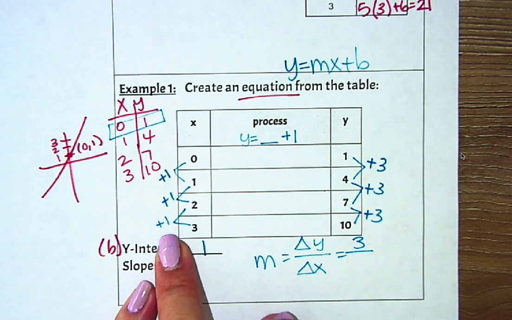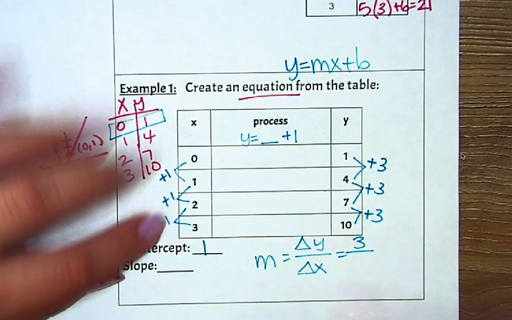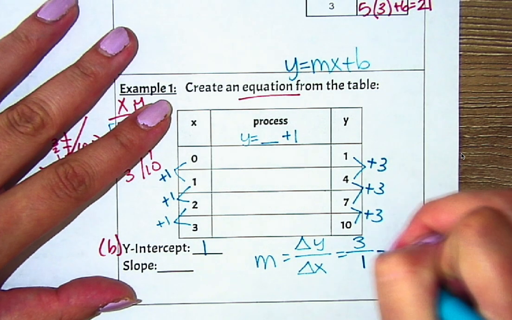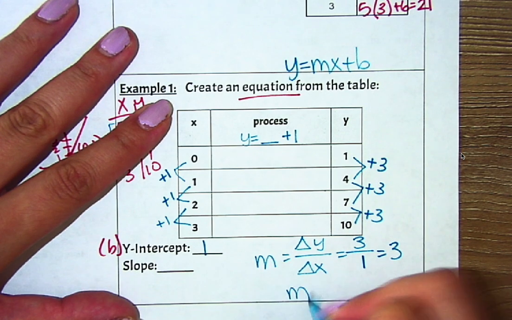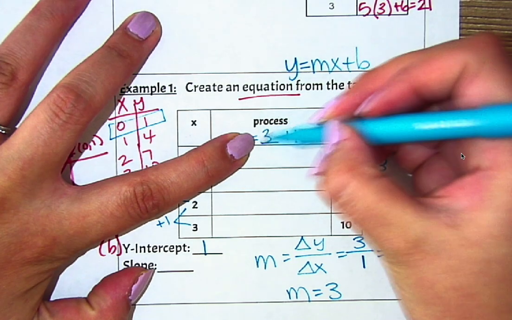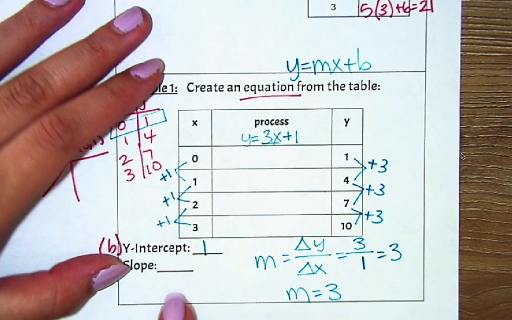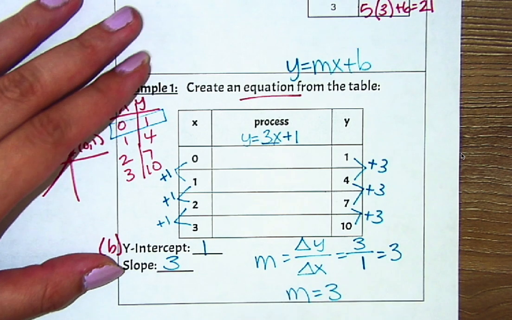Our change in x now, well, what did we do? We added 1 to each side, right? So it's going to be 1. 3 divided by 1 is 3. My m is 3. So I'm going to go ahead and plug that in my equation. I can already see I have my m is 3. I'm going to plug that in too.